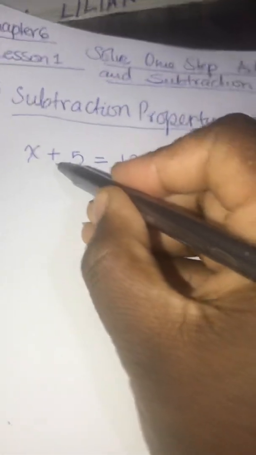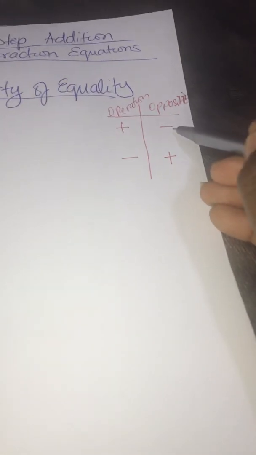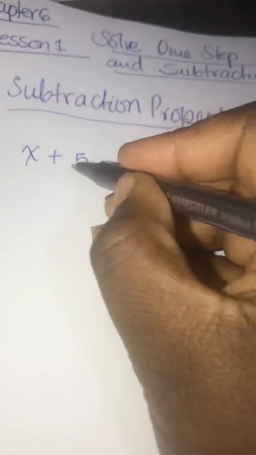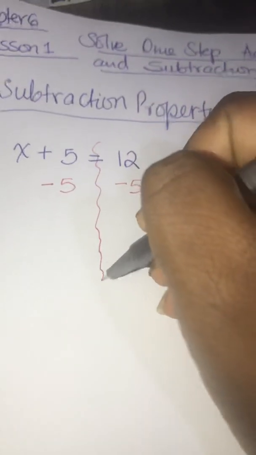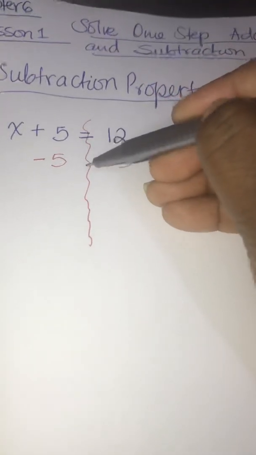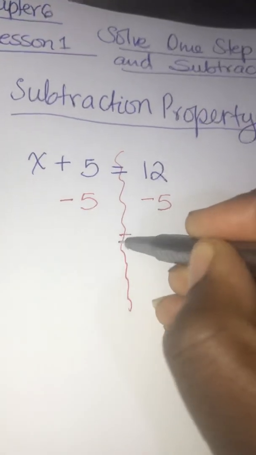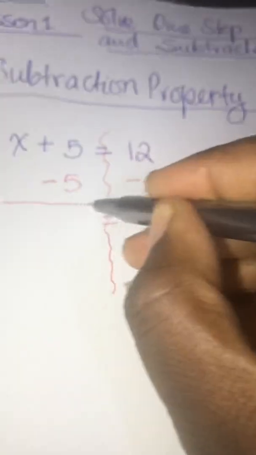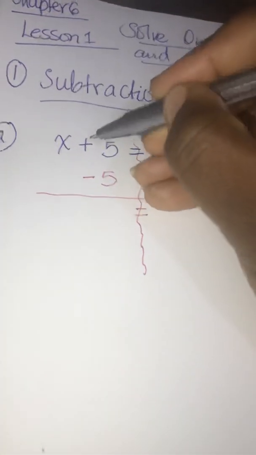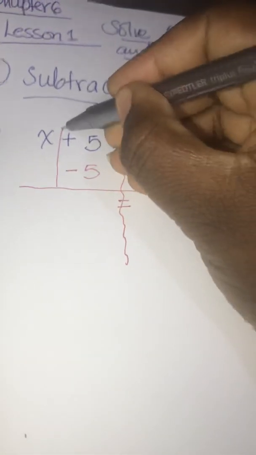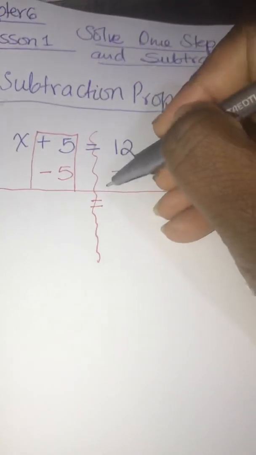Here we are adding. So to solve this, we need to do the opposite, which is subtract. You subtract the number that is being added. And you subtract on both sides. And you make sure you put your bridge. This bridge reminds you that there is an equal sign over here. So your next step is you write your bridge and you put your horizontal base. Then you box the like terms.